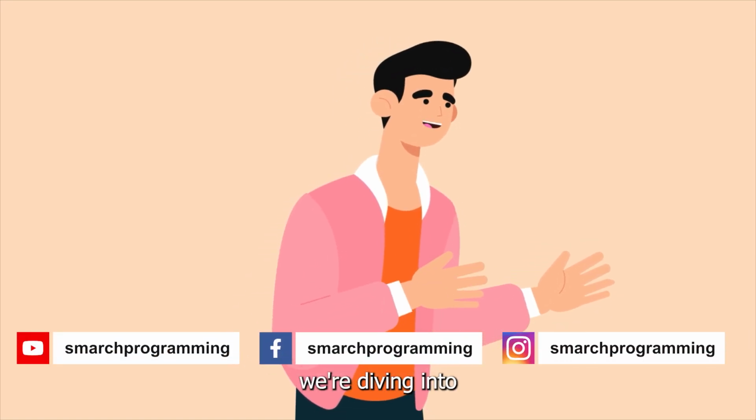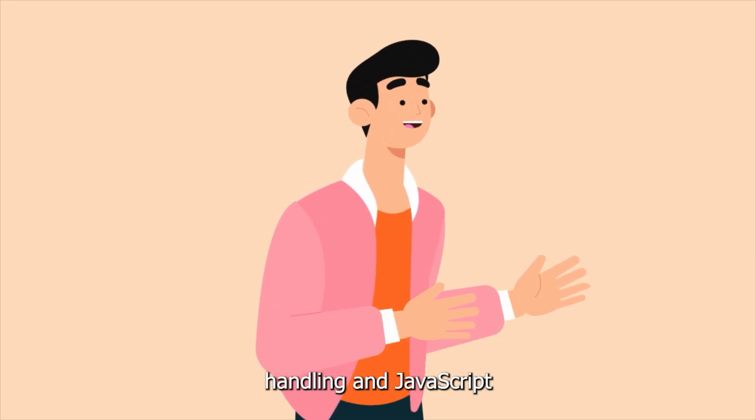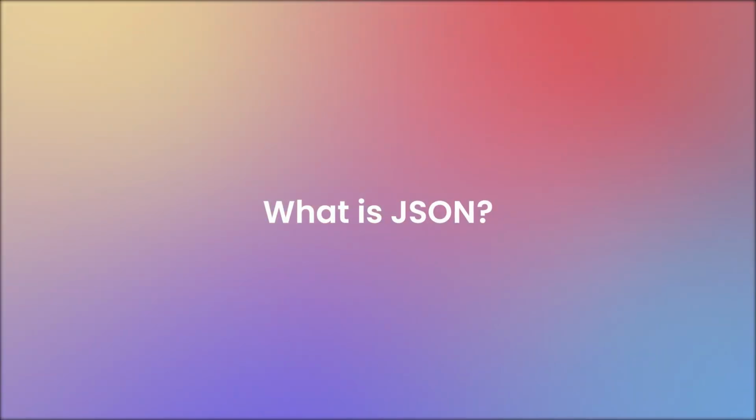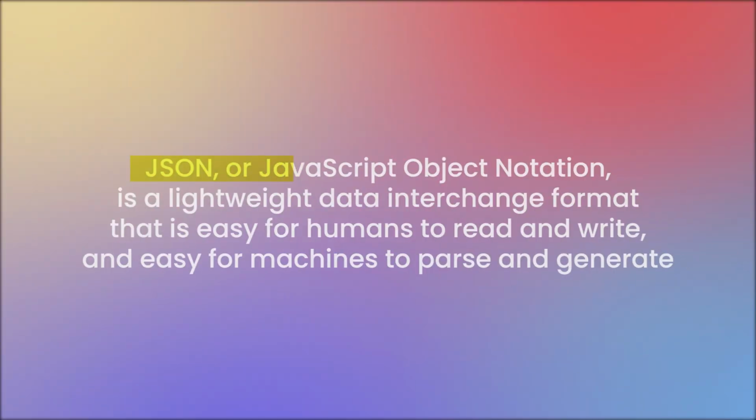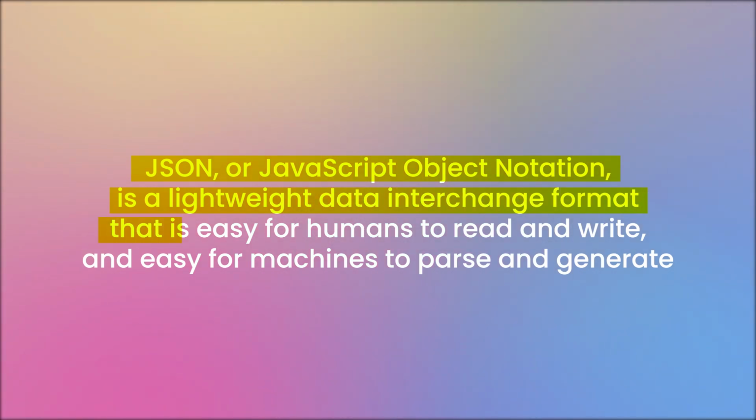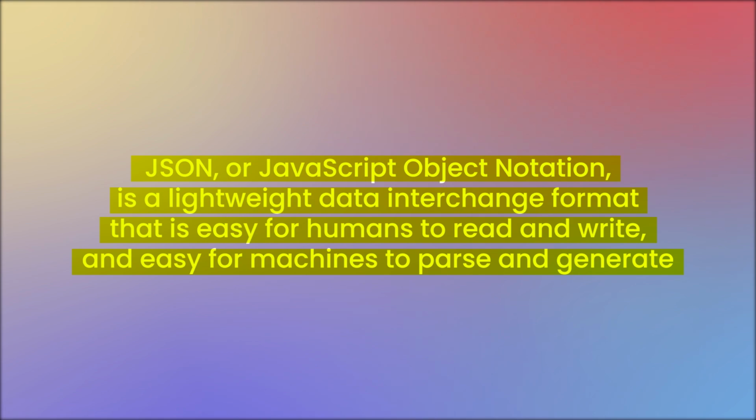Today, we're diving into the fascinating world of JSON data handling in JavaScript. Definition of JSON. JSON, or JavaScript Object Notation, is a lightweight data interchange format that is easy for humans to read and write, and easy for machines to parse and generate.